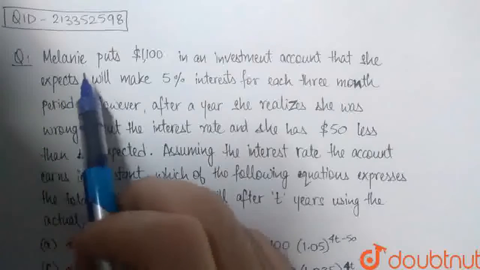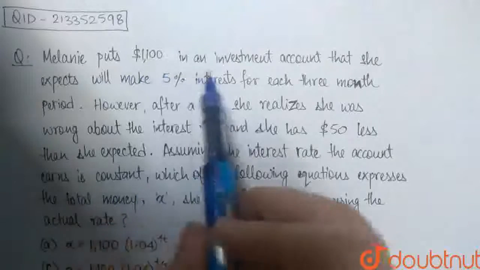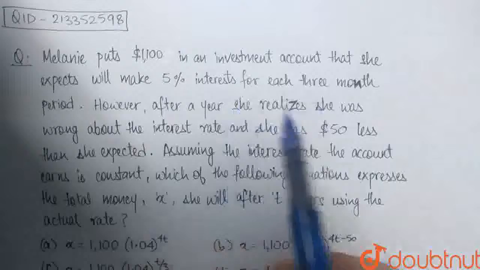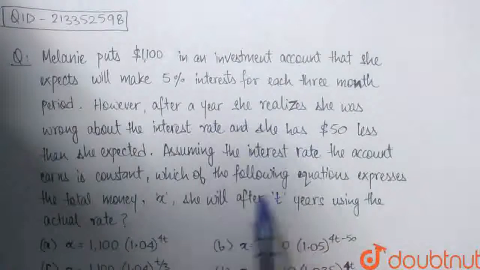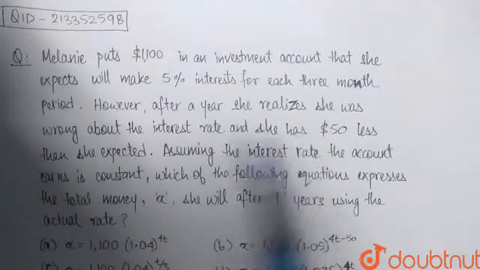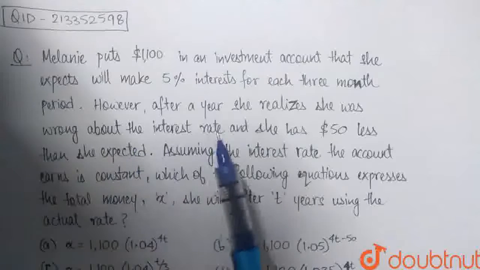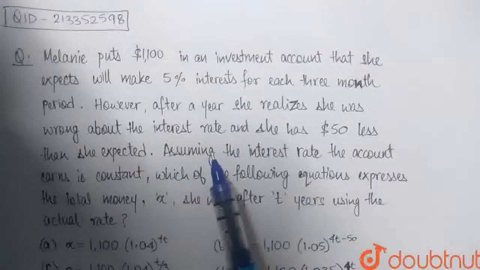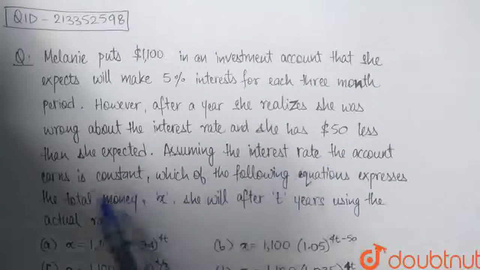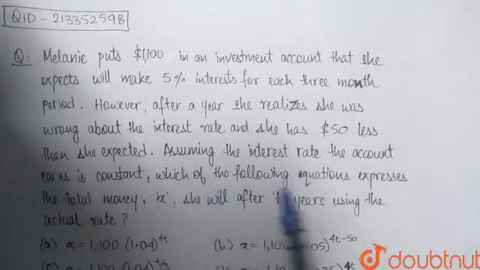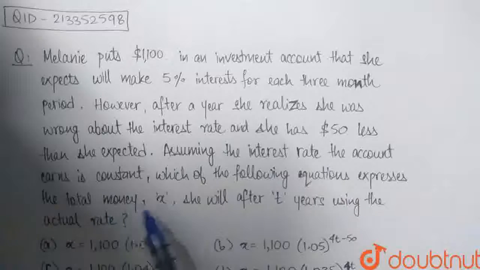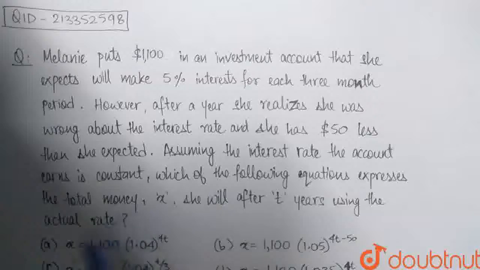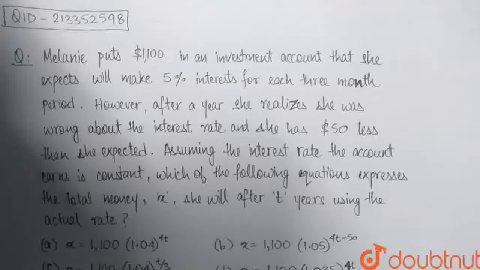The question here is, Melanie puts $1,100 in an investment account that she expects will make 5% interest for each 3-month period. However, after a year, she realizes she was wrong about the interest rates and she has $50 less than she expected. Assuming the interest rate the account earns is constant, which of the following equations expresses the total money X she will have after T years using the actual rate, right?